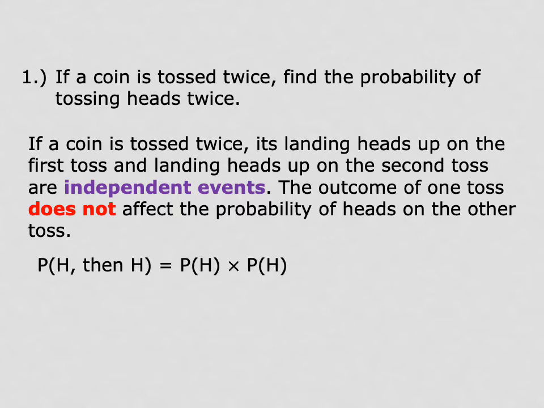To find the probability of heads and then heads, you're just going to multiply the probability of getting a heads times the probability of getting a heads, because remember, they are independent events. When they're independent, you just multiply the two probabilities. If I'm flipping a coin, the probability of getting a heads is 1/2. Then the probability of getting another heads is 1/2. So the probability of getting two heads would be 1/4.